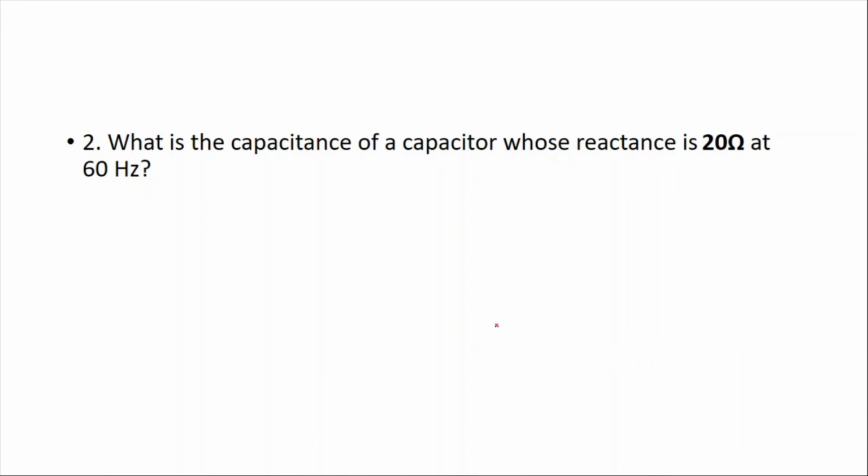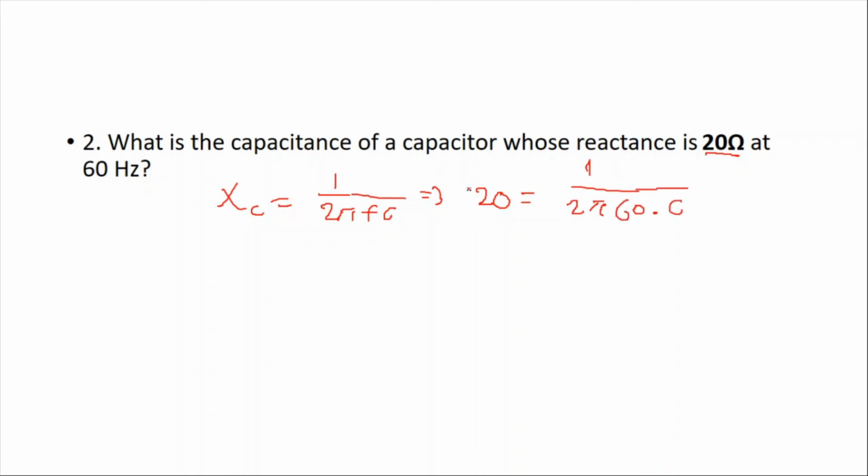Next question, what is the capacitance of a capacitor whose reactance is 20 ohm at 60 hertz? So we know that Xc is equal to 1 over 2 pi FC, and from here we can write that the Xc is given, the capacitive reactance is 20 ohms, and it's going to be equal to 1 over 2 pi, and frequency is 60 hertz times C. And if we rearrange this formula and calculate C, we are going to get approximately 130 microfarads.